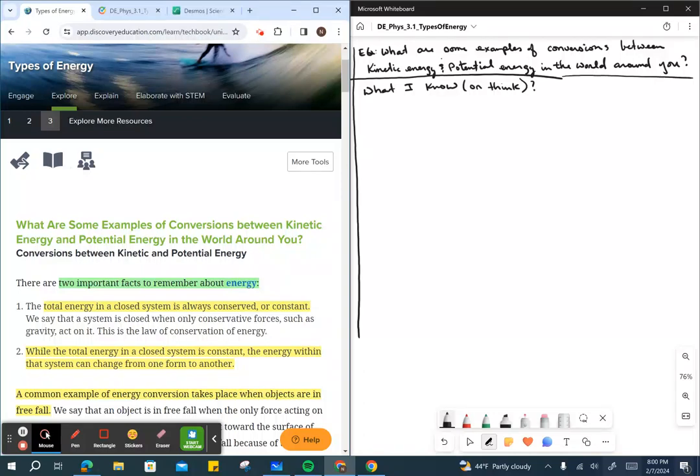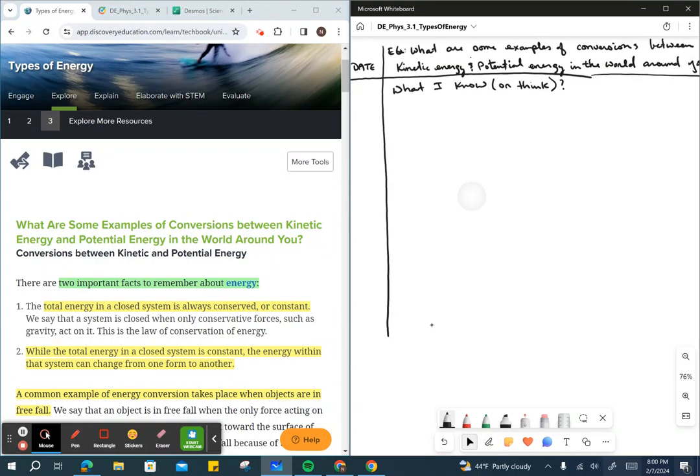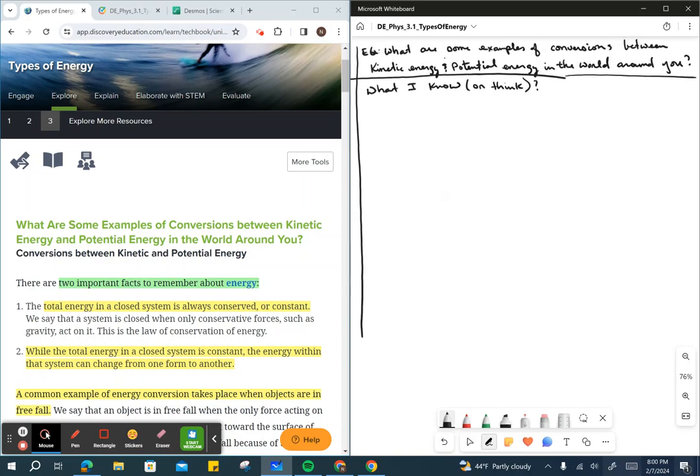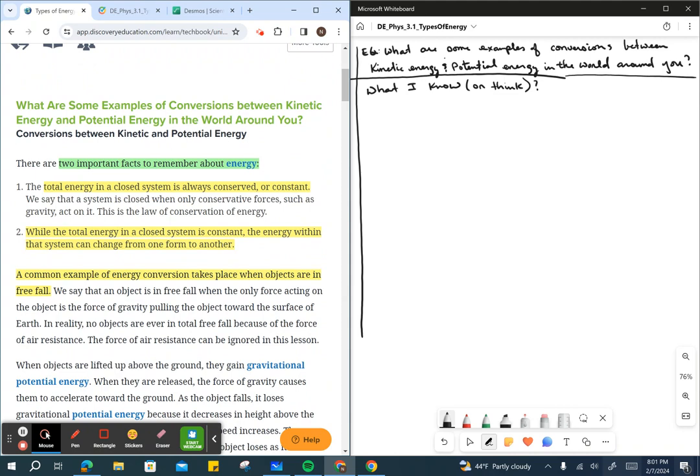Okay, we're on explore number 3. Go ahead and write out your template notes there. Go and write the date. And you can go ahead and take that essential question in green. What are some examples of conversions between kinetic energy and potential energy in the world around you?